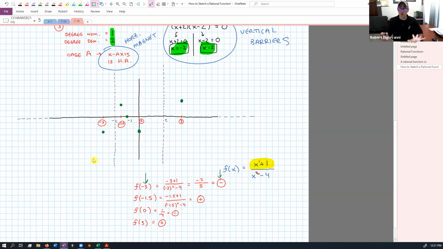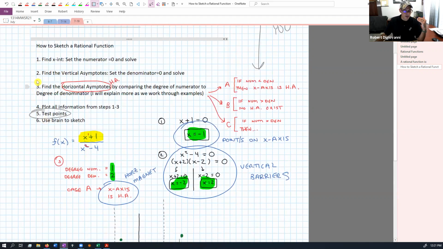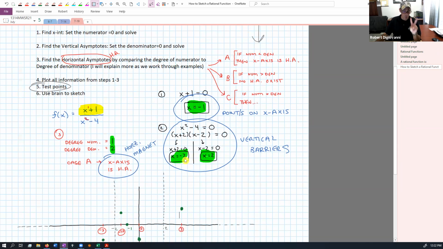Okay, so let's just go back and start from step one and talk through it again so we understand what we did. The first step was to find the x-intercepts. All we did was we took the numerator, set it equal to 0, and got an answer. That's going to wind up being a point on our graph on the x-axis. Then we found the vertical asymptotes. To do that, you set the denominator, which in this case was x squared minus 4, equal to 0. There, Juliet said, okay, we'll do difference of squares. We got 2 solutions, and we remember, when we draw those, they are vertical barriers.